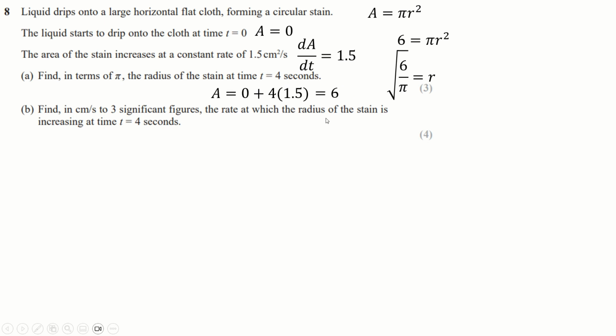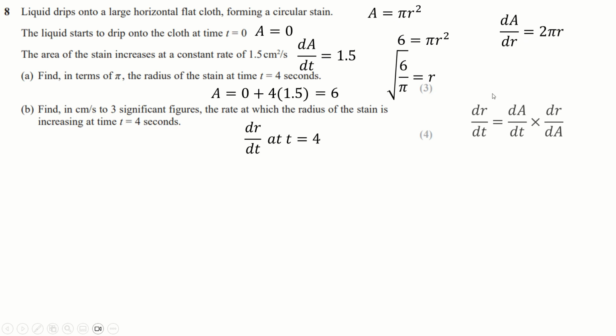Now find the rate at which the radius is increasing at t is 4. So we want to find dr by dt at t equals 4. So a couple of intelligent things to do here. Find dA by dr by just differentiating this, which turns into this, which is cool. And now how can we find dr by dt? Well, let's just set up some intelligent fractions. dr by dt is dA by dt times dr by dA, because these dA's would cancel, and you should just be left with dr by dt.